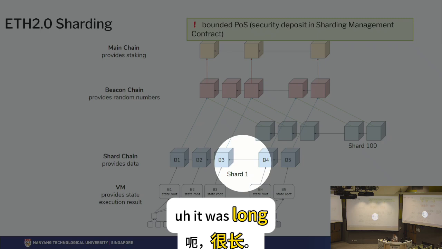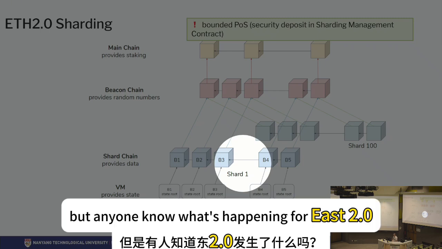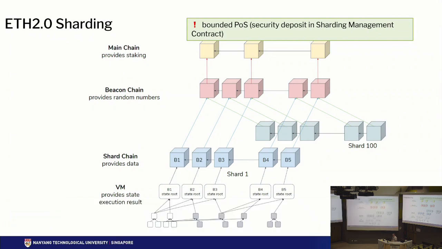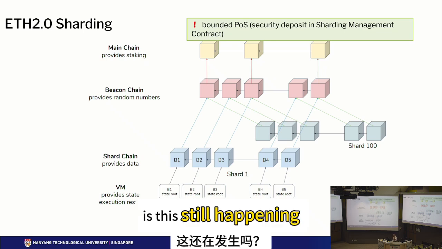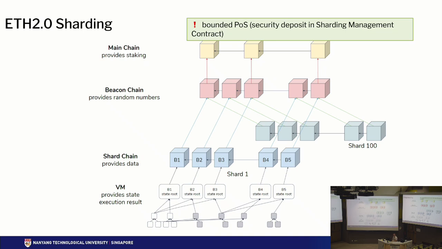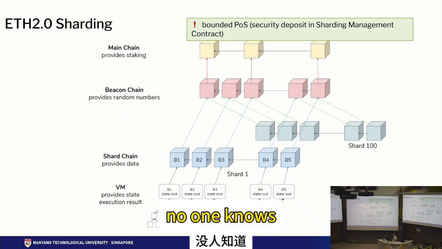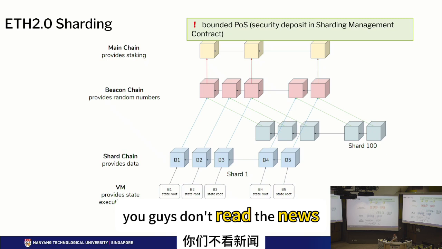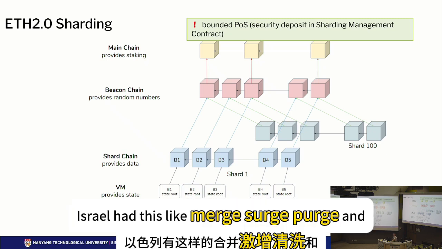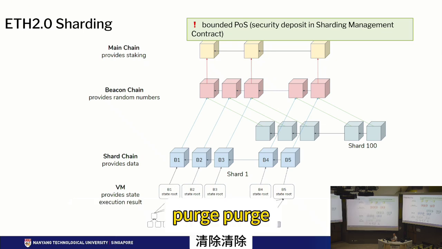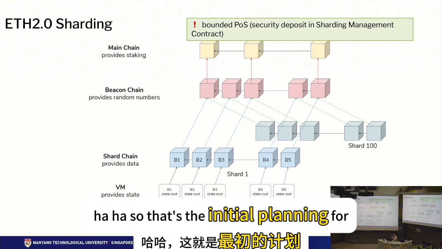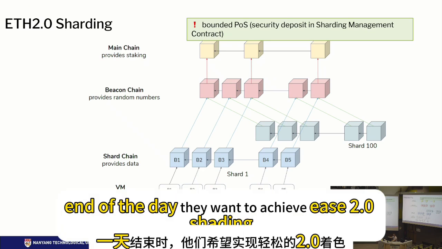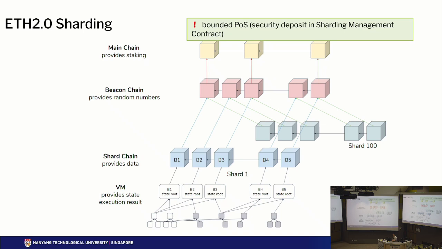It was planned long ago, but does anyone know what's happening with ETH 2.0? Is it still happening? No one knows? You guys don't read the news. Ethereum had this roadmap of merge, surge, purge, and plurge. So that's the initial planning, where at the end of the day they want to achieve ETH 2.0 sharding.